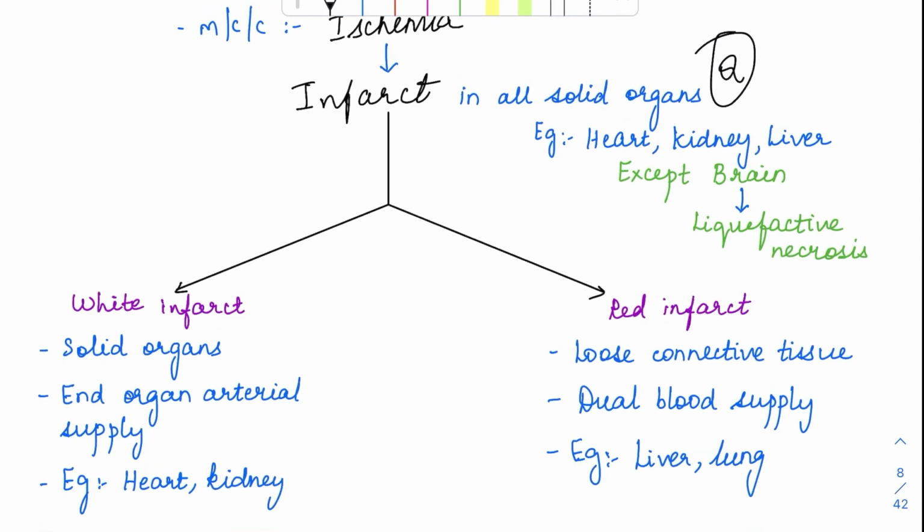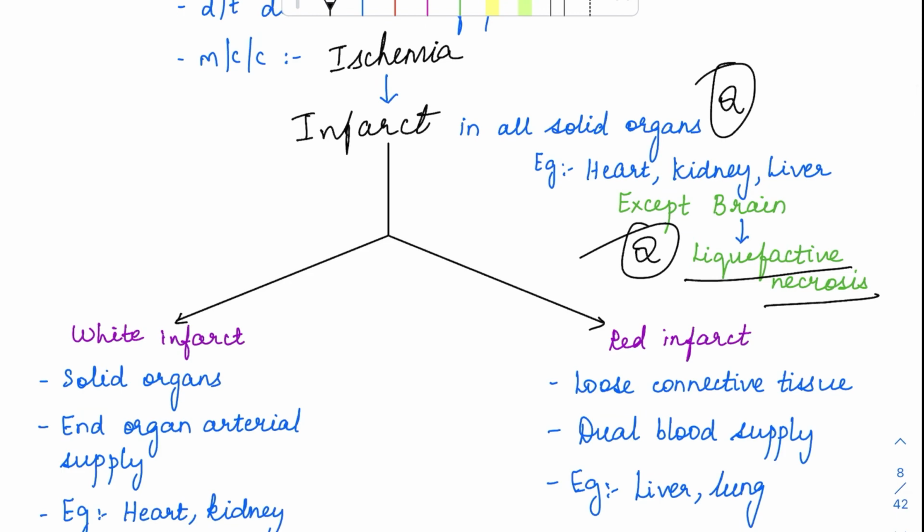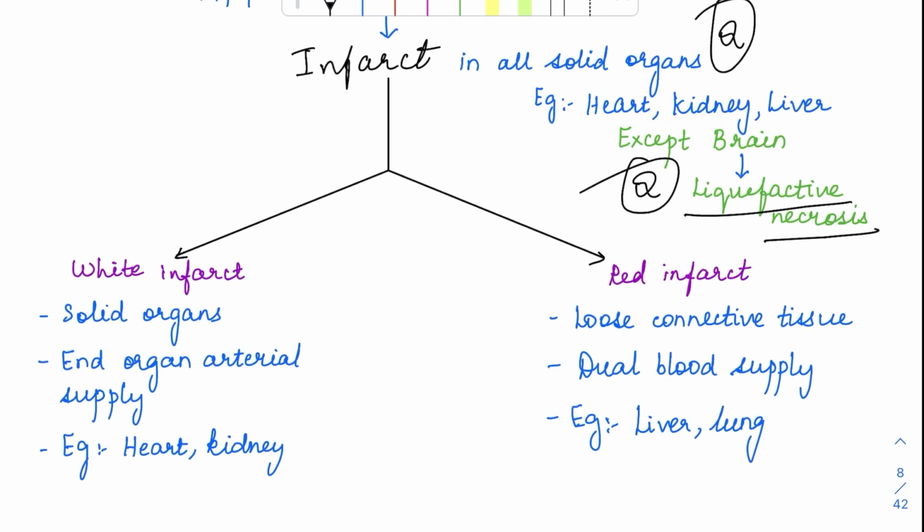There is another solid organ, which is the brain. In the brain, whenever there is ischemia, it is not going to lead to coagulative necrosis, but it is going to lead to liquefactive necrosis. This is very, very important. Everywhere ischemia is going to lead to coagulative necrosis, except in the brain, where it is going to lead to liquefactive necrosis. Infarcts are of two types, white infarct and red infarct.